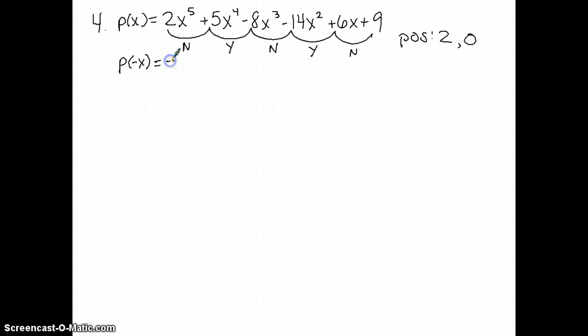So this is odd, so we're going to change the number in front. Even, we keep. Odd, we change. Even, keep the negative. Odd, change, and the constant we keep. So this is what our new equation is going to look like. And again, we're going to connect the coefficients.